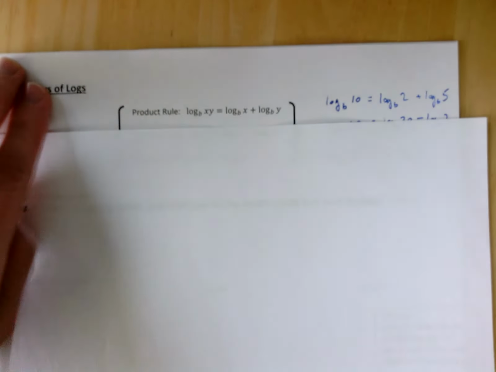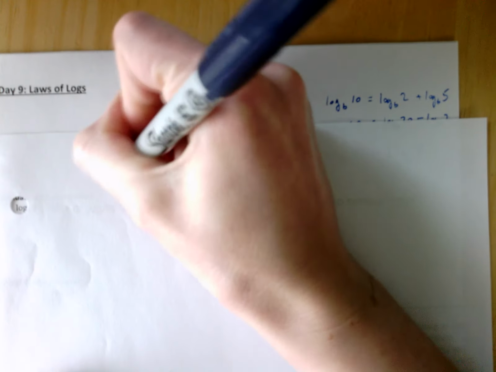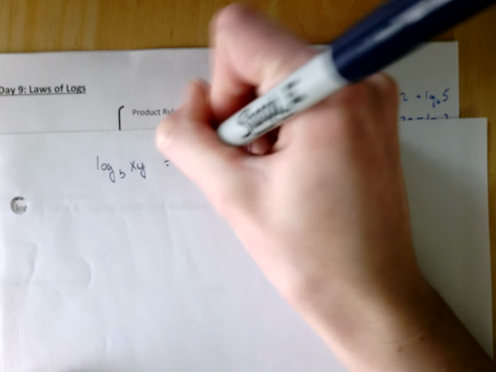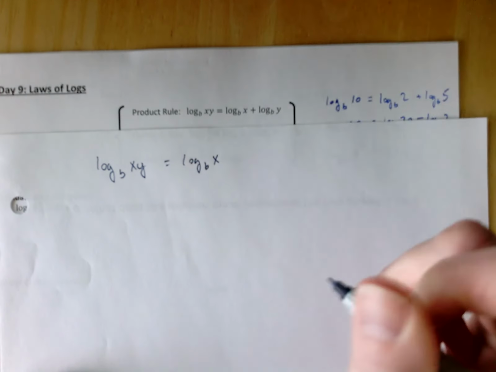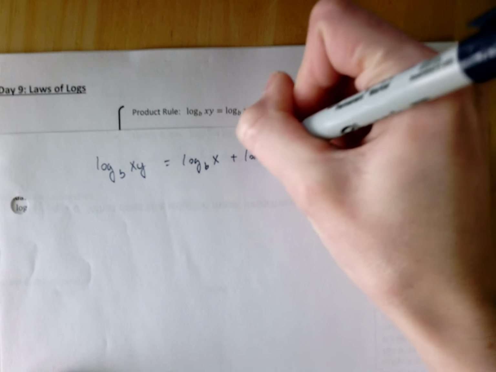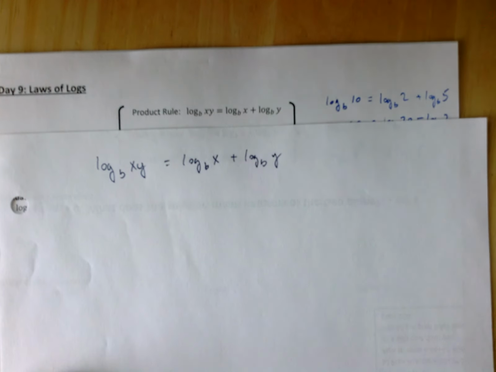Let's start with the first one, our product rule. The product rule says that log base b of x times y is equal to the log base b of x plus the log base b of y.